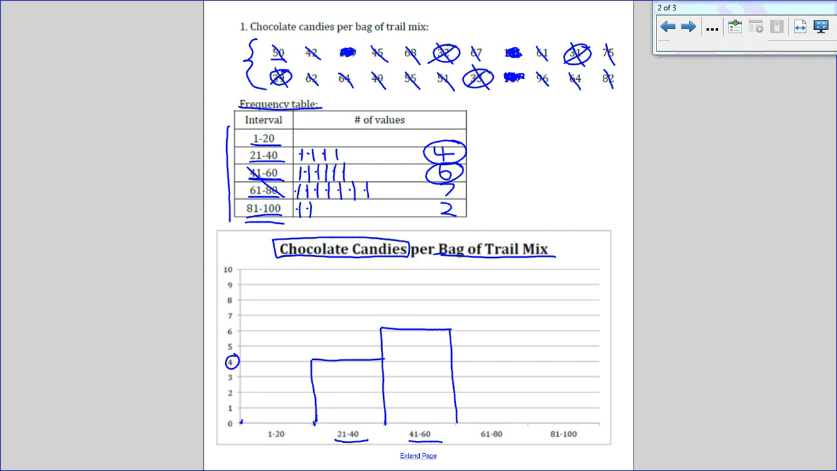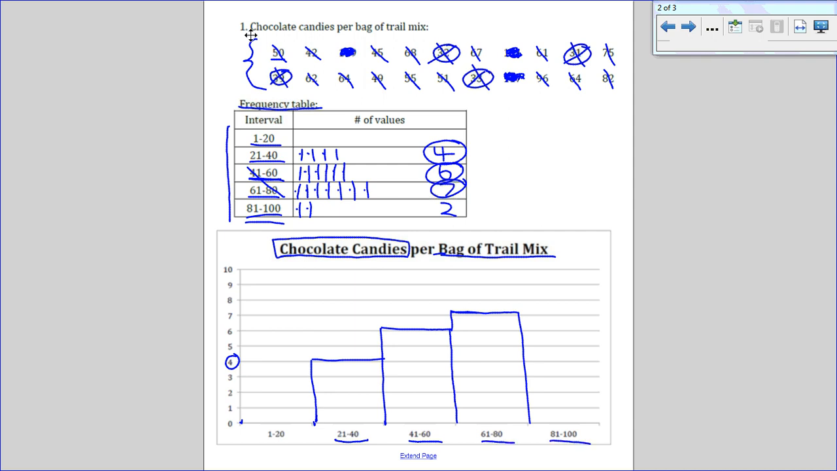What about 61 through 80? We go up here and we see 7. Okay, so that's going to look something like that. That's supposed to be right on that line. It's a little above it, but you'll have to use your imagination a little bit. So that covers 61 through 80.